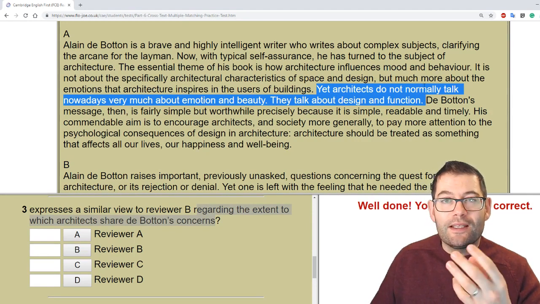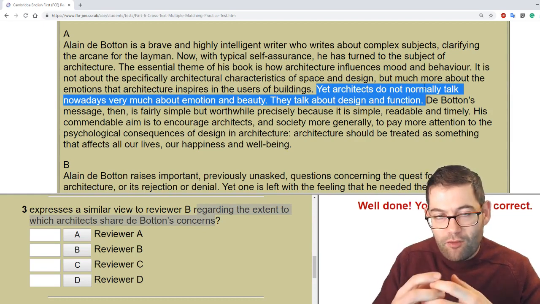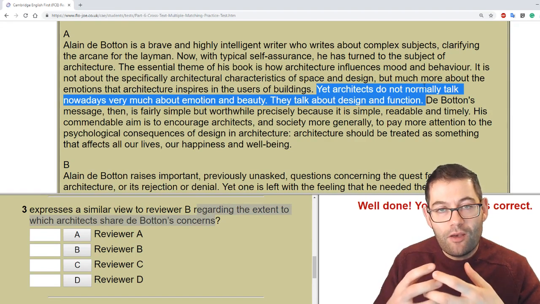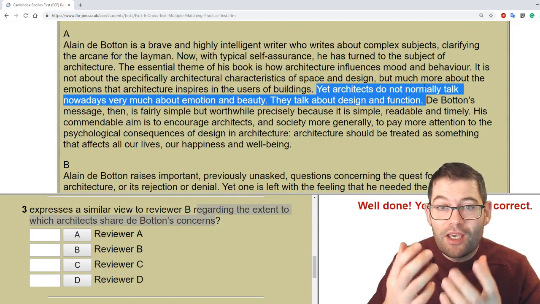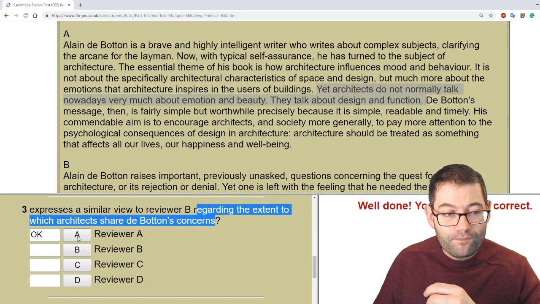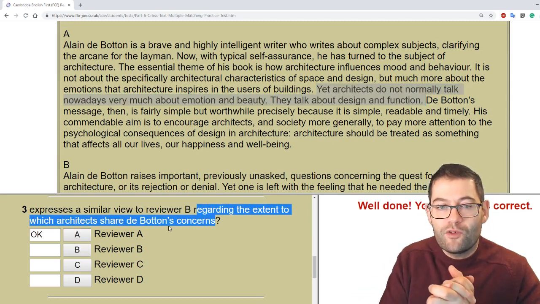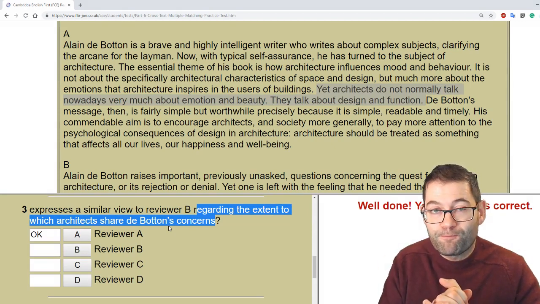So once again, there's a similar idea of concern, that architects are rather formal, technical, practical people, whereas they should be thinking about art, happiness, beauty, etc. So here, A shares or expresses a similar view to reviewer B about the extent to which architects share de Botton's concerns.